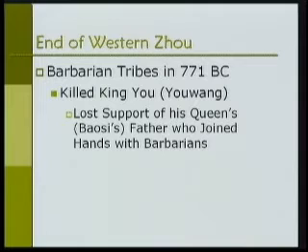There is a story behind King Yu's being killed, and the reason was that he lost the support of his queen's father, that is his father-in-law, and his father-in-law joined hands with these barbarians. Now, why would a father-in-law do that to his son-in-law? Well, the reason is believed to be that the king somehow did not like his queen, and so he left his queen for a concubine.